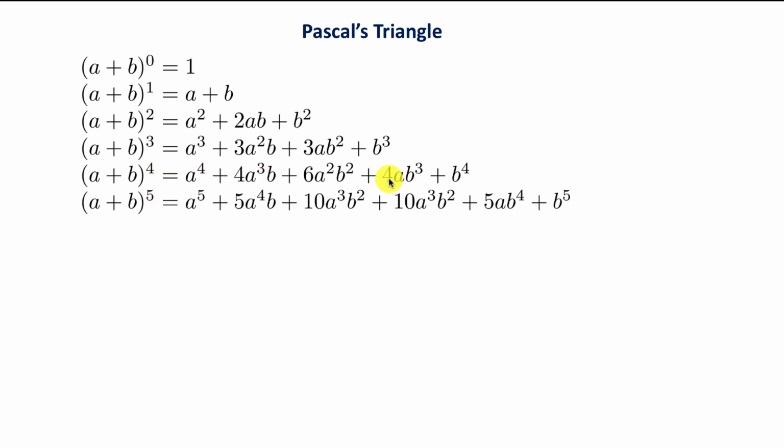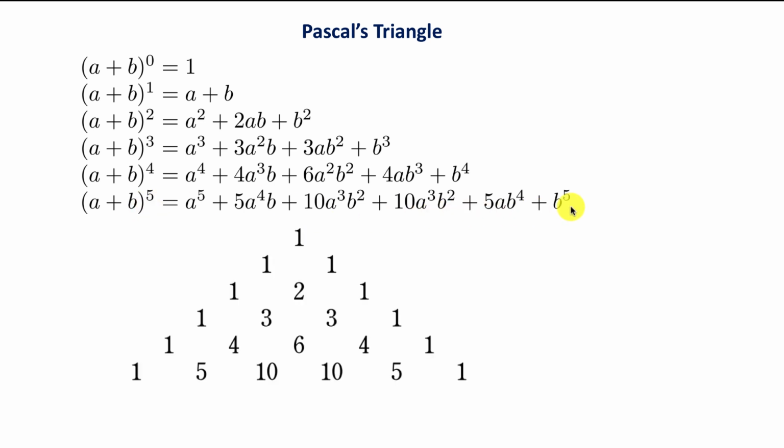For 4, you will get this. So the coefficients are 1, 4, 6, 4, 1. And note over here that the total powers must add up to 4. So it's a to the power 4, and then 3 plus 1, and then 2 plus 2, and then 1 plus 3, and then 4 plus 0. And similarly over here. Now if you write all these coefficients down, so let me take the last row over here, there's 1, 5, 10, 10, 5, 1.